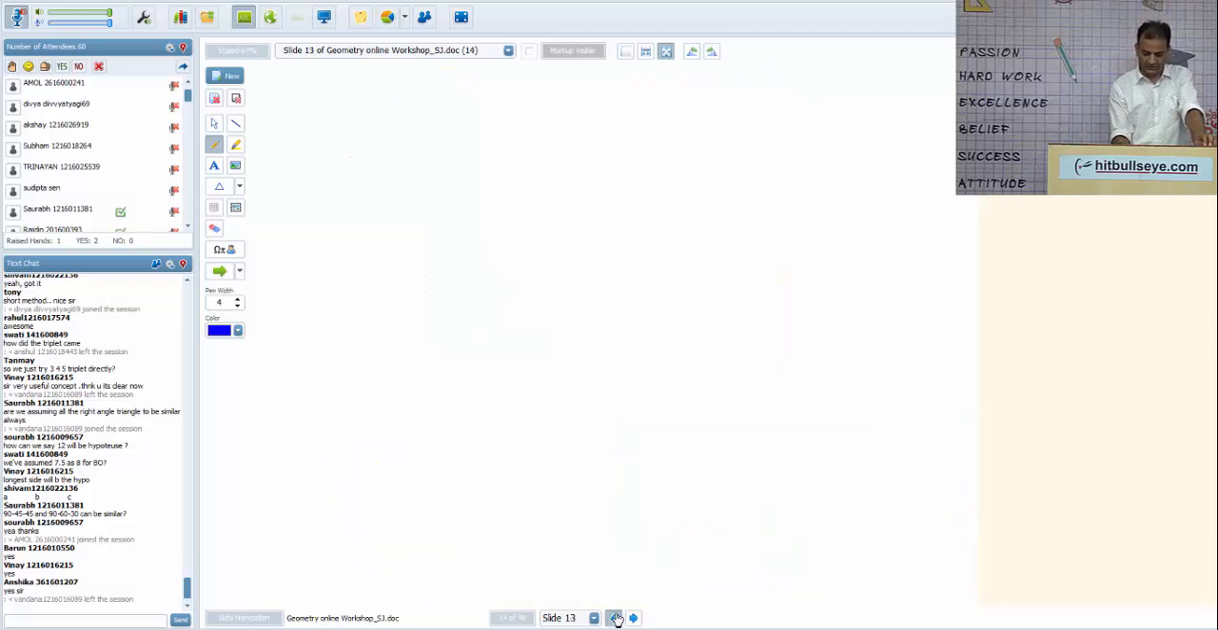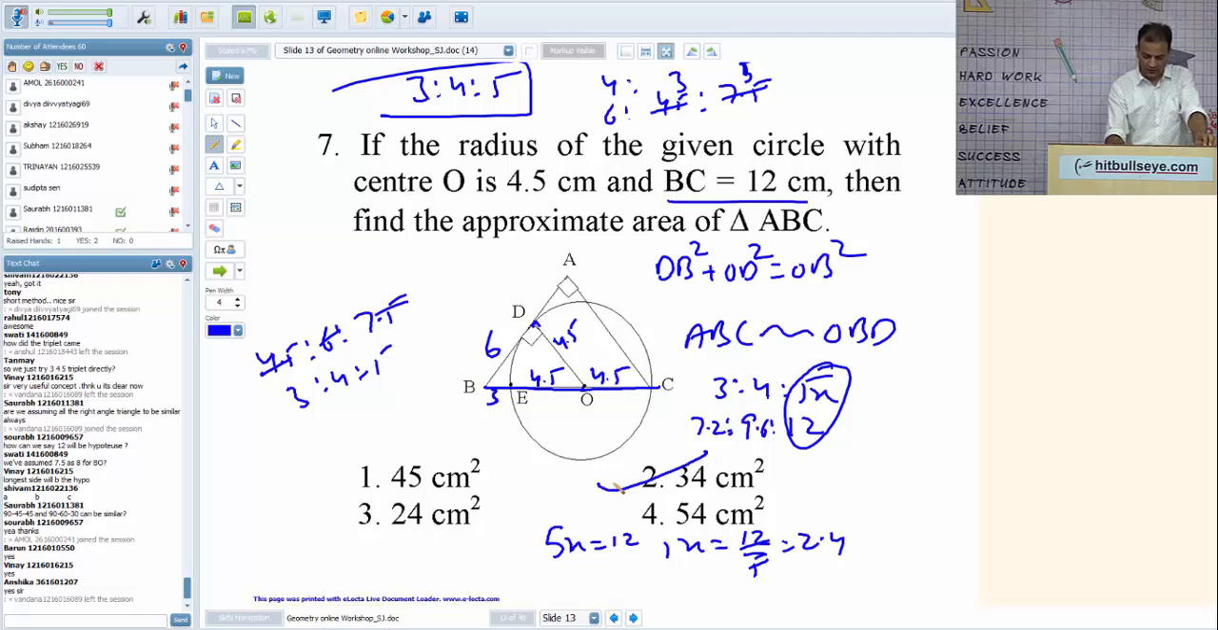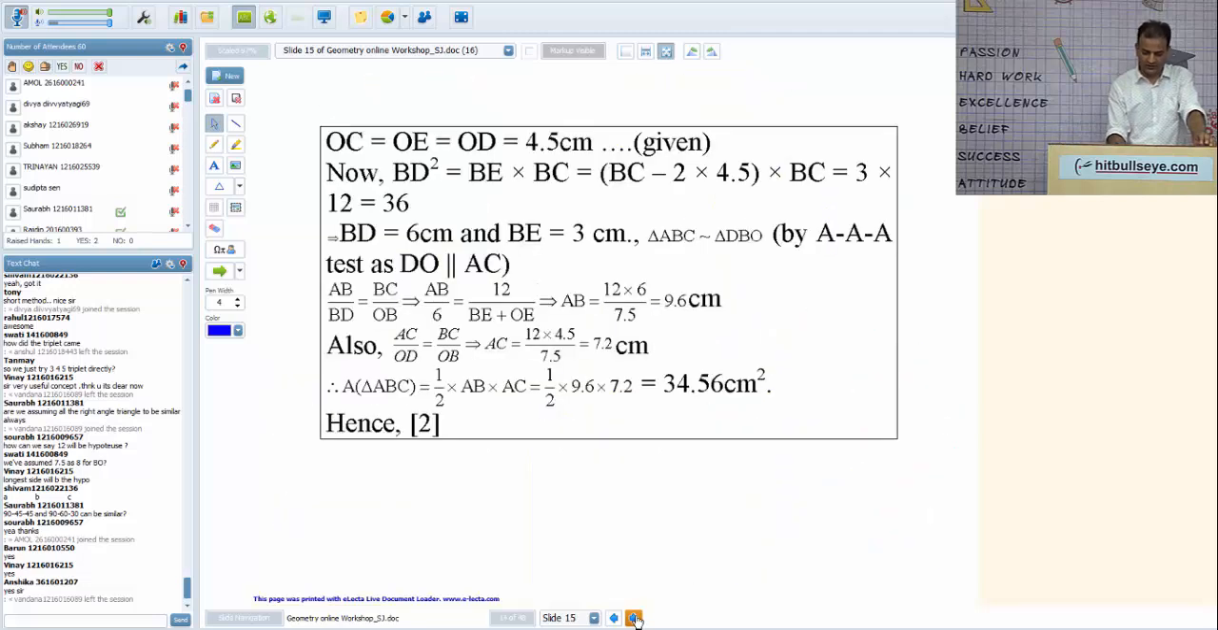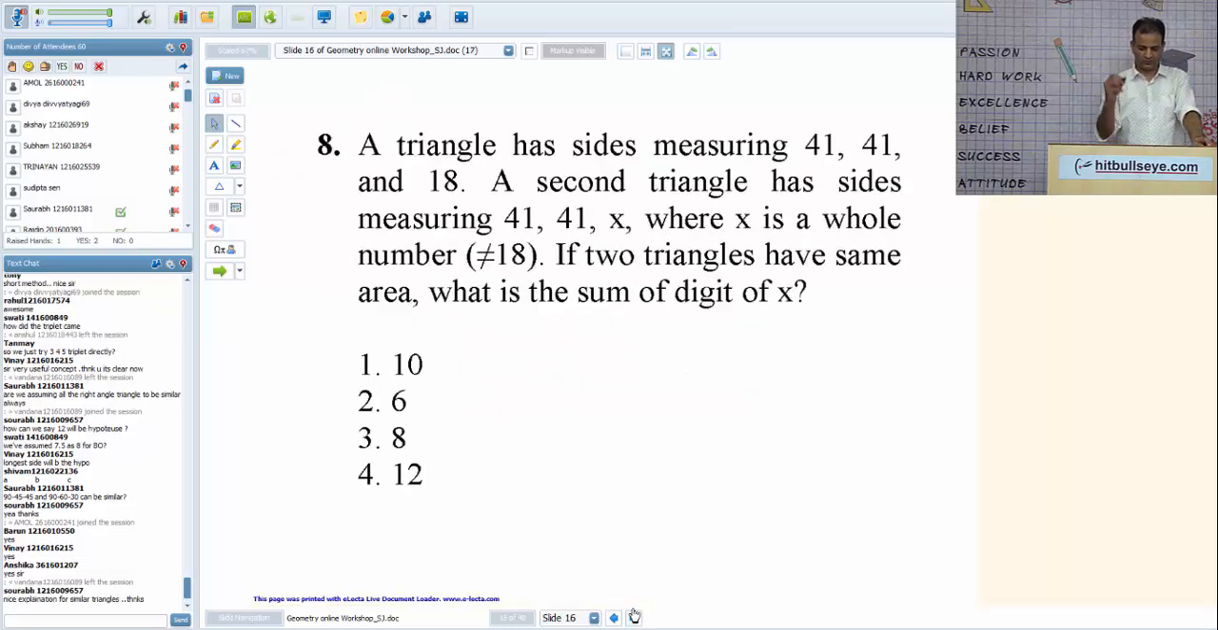So the answer for this question is 34. Only 1-2 students gave the answer 34. And for this question, a detailed explanation is given here, friends. You can go through the explanation also. Now next question, friends. Now see, I will write the list of Pythagorean triplets, which can be helpful in various questions.